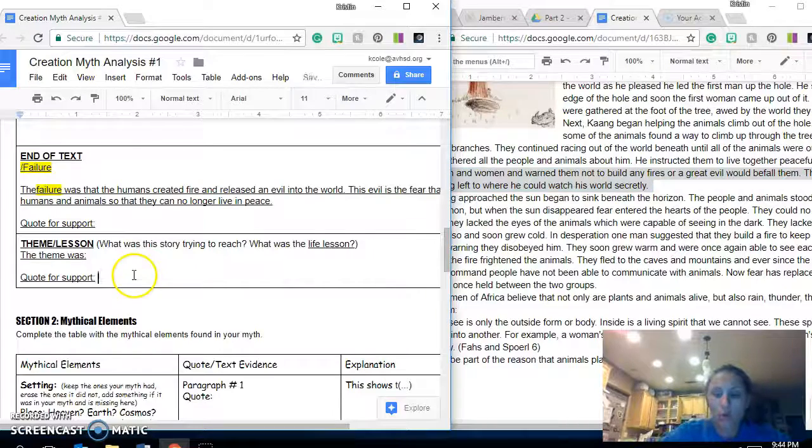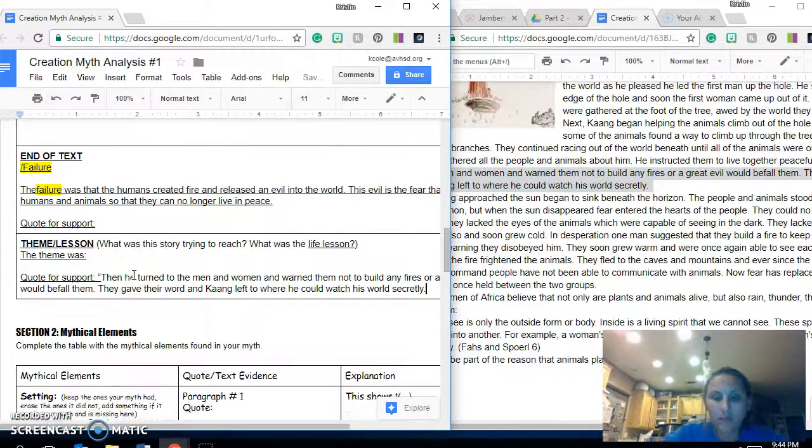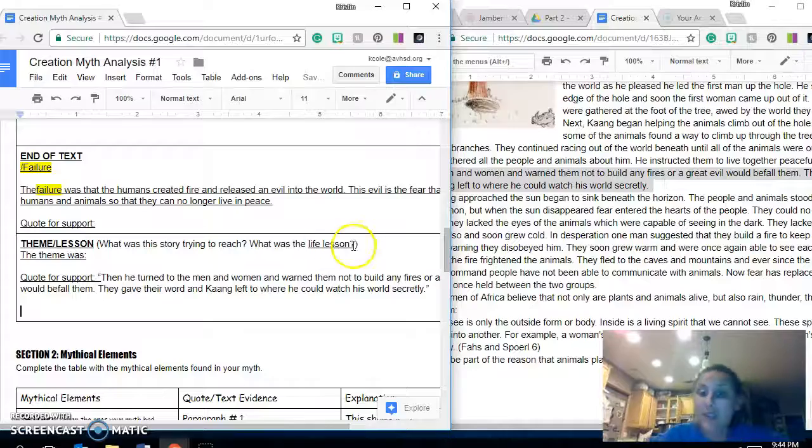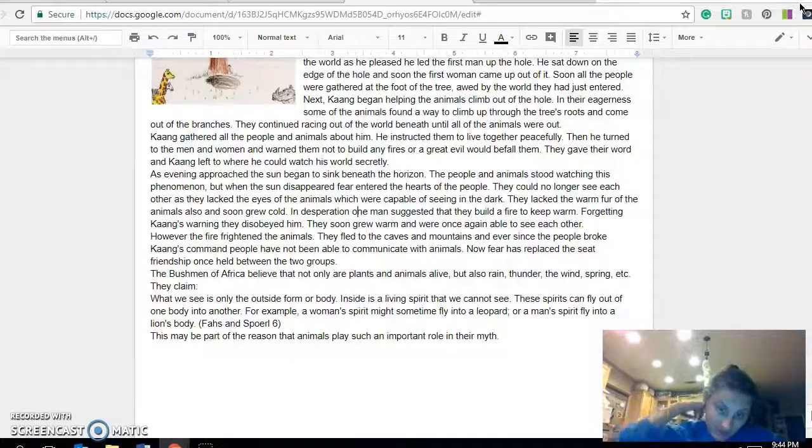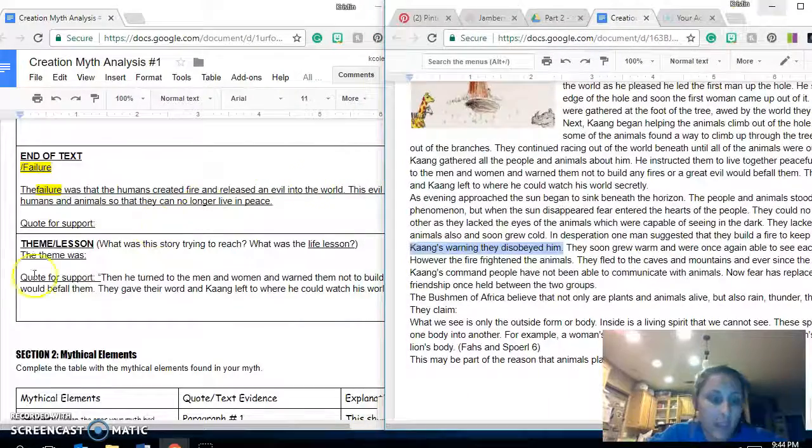And I'm going to go throw it here. And then I'm going to use a second quote, and that's them breaking it. That's them making the fire and then scaring the animals, basically. So yeah, right here, forgetting it, they disobeyed him. Bam. Failure. They are failures, just like whenever you disobey me, you know, you're failures.